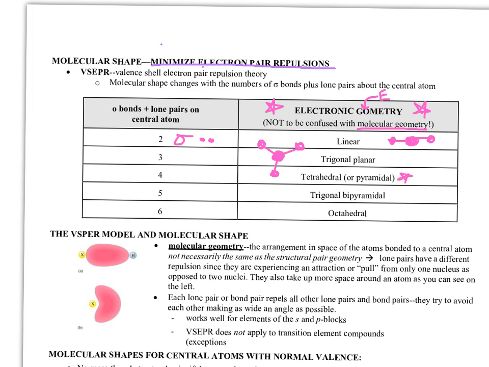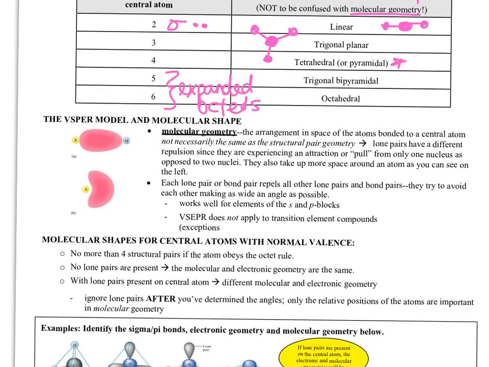Tetrahedral is probably the most common one that we're going to see. That's when you have four things around the center. Five is going to be expanded octets, which is trigonal bipyramidal, and six is octahedral. Both of these are expanded octets, meaning they're going to have more than four pairs of things around the center. So electron geometry is looking at all of the electrons around the center, not ignoring lone pairs and how things are bonded. There's a little more overlap there.